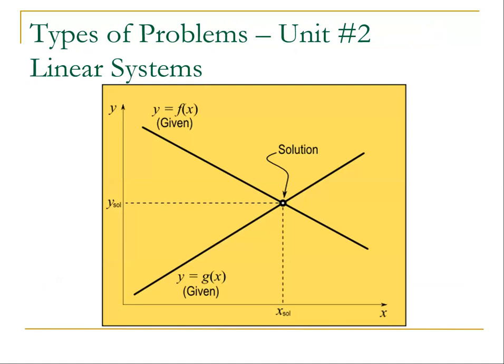A linear system is one in which the quantity of one thing to the other is proportional. If you double one, you double the other. The amount you increase one by, you increase the other one proportionally by the same amount all the time. We call that a linear system.